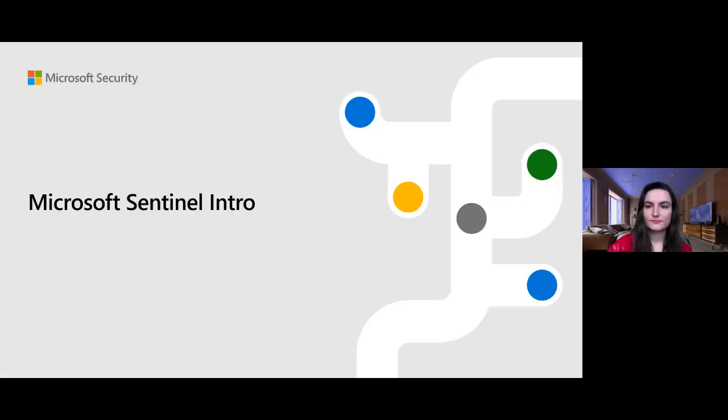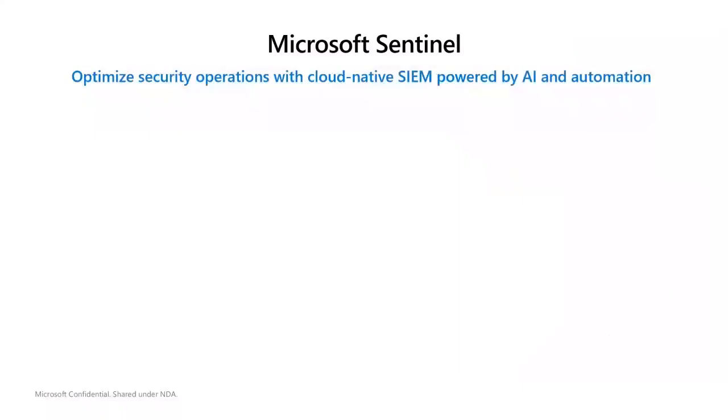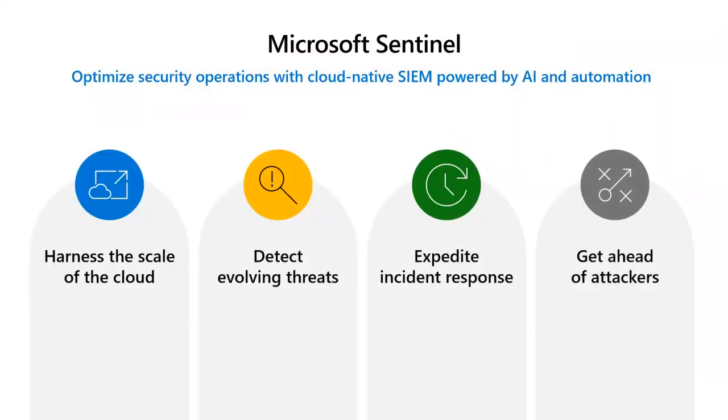So Microsoft Sentinel is a cloud-native SIEM solution, but also it is a SOAR solution that is powered by AI and automation. What is so famous about Microsoft Sentinel is that it is harnessing the scale of the cloud, and it doesn't require any of your on-prem infrastructure, so you don't need to deploy any virtual machines or anything to have it enabled. You just need your Azure Log Analytics workspace, and you are ready to enable Microsoft Sentinel on top of it.